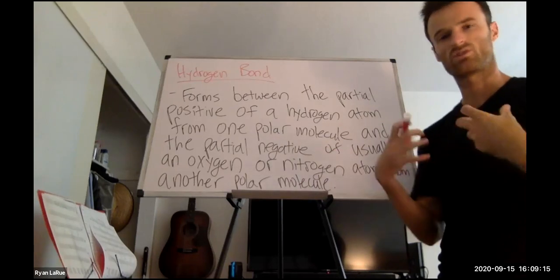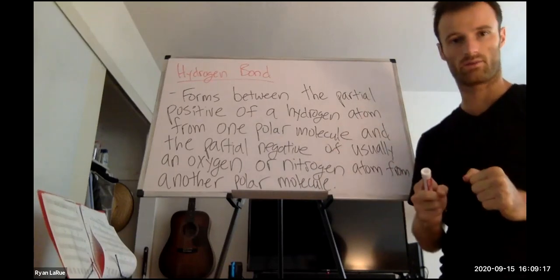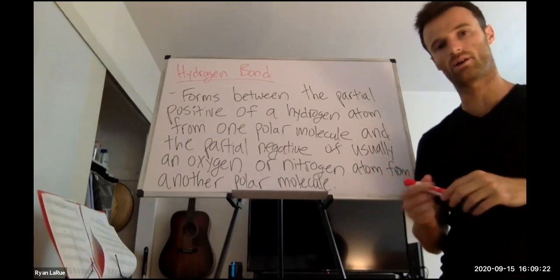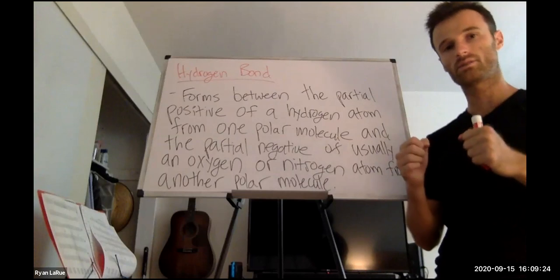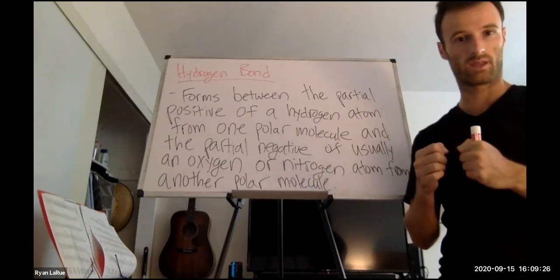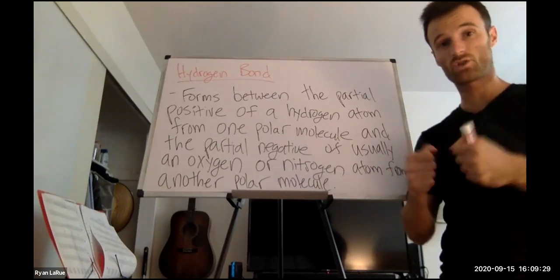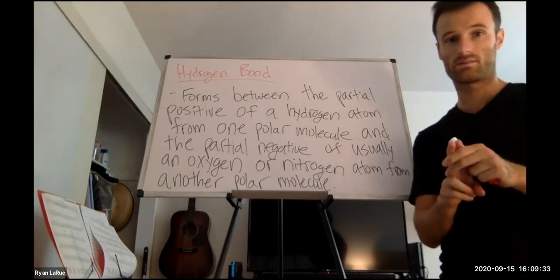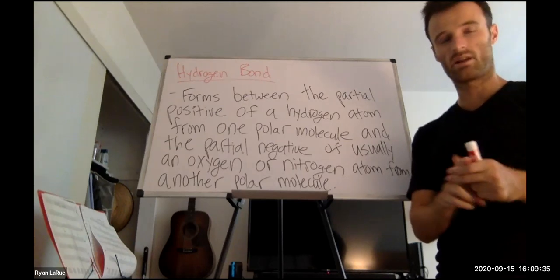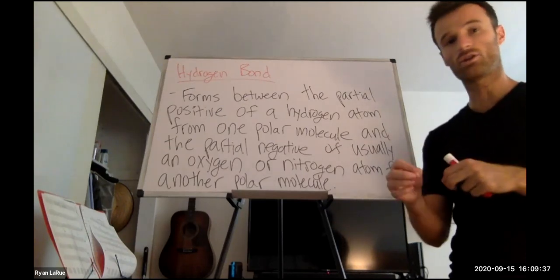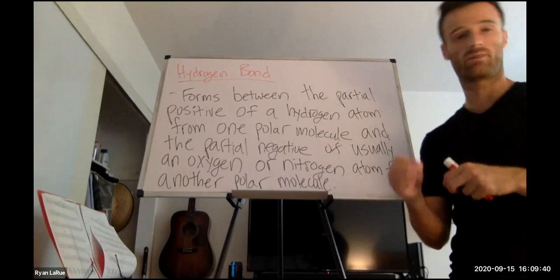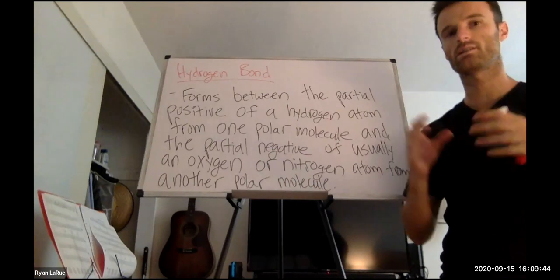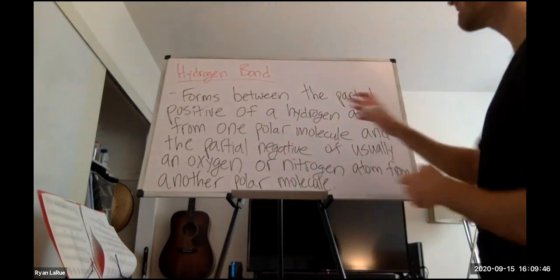Hydrogen bonds occur between different molecules. You're never going to see a hydrogen bond between atoms of the same molecule. We call those bonds intramolecular bonds. Ionic bonds and covalent bonds are intramolecular, but intermolecular bonds, like hydrogen bonds, occur between different molecules, bonds between different molecules entirely.